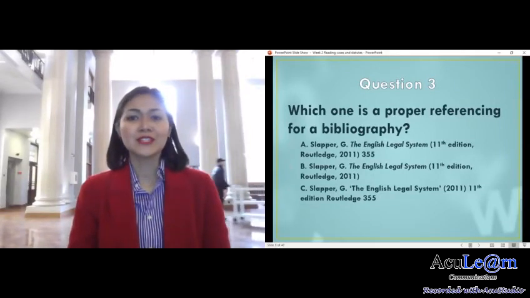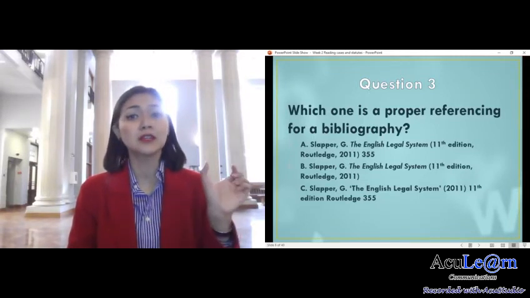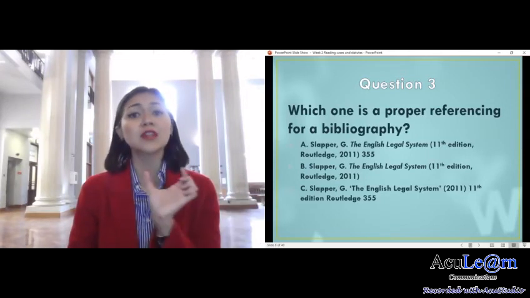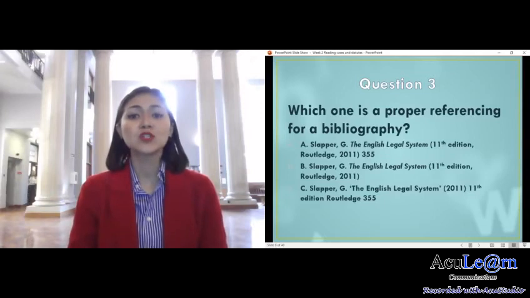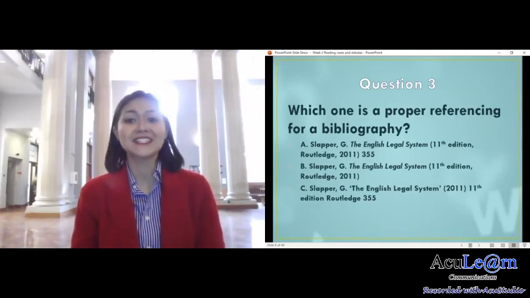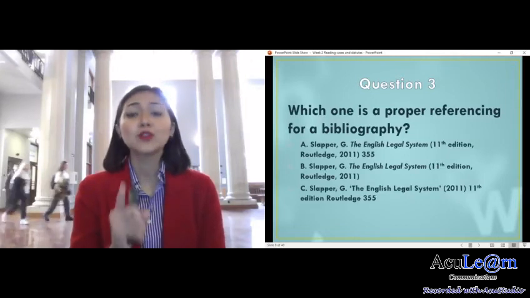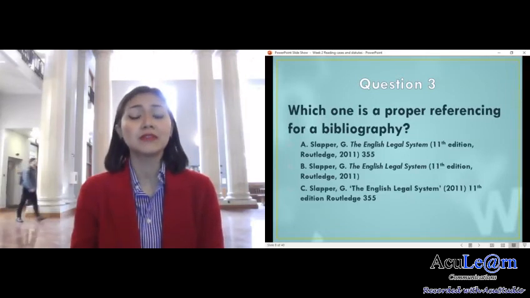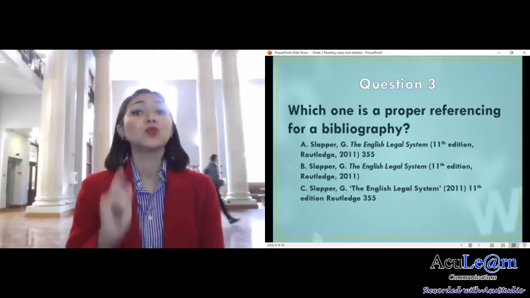Okay, let's do this. Question number 3. Which one is the proper referencing for a bibliography? So as you all know, when it comes to a bibliography, the name of the author would start with the surname followed by the initial. So based on A, B, and C, which one would be the correct referencing style? So it's definitely not A, because you're not required to put the page number of the pages that you have referred to. So the correct answer would be B.